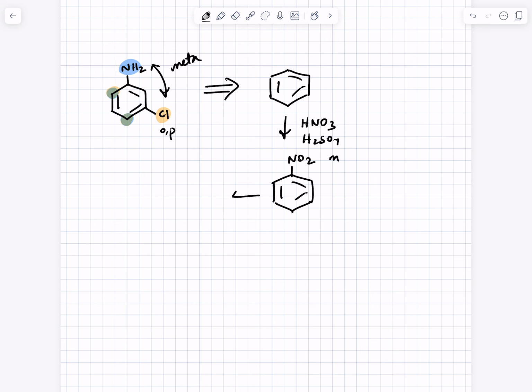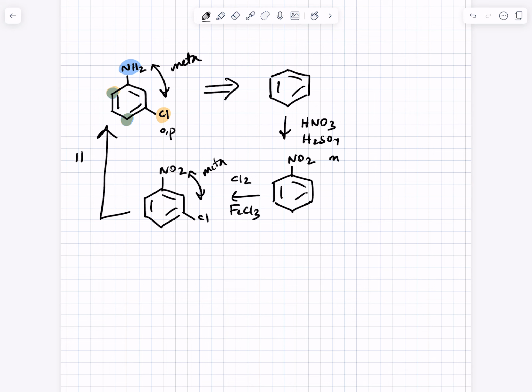You could then put in the chloro group second. The nitro group is a meta-director, so that enforces the desired regiochemical preference, the desired meta-ness of those two. Then what's the reaction I do to convert nitro to NH2? That's just hydrogen and palladium on carbon. That's a reduction, the nitro reduction reaction.